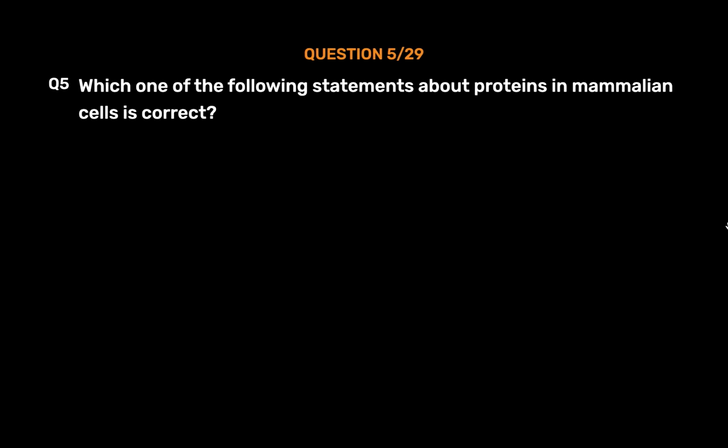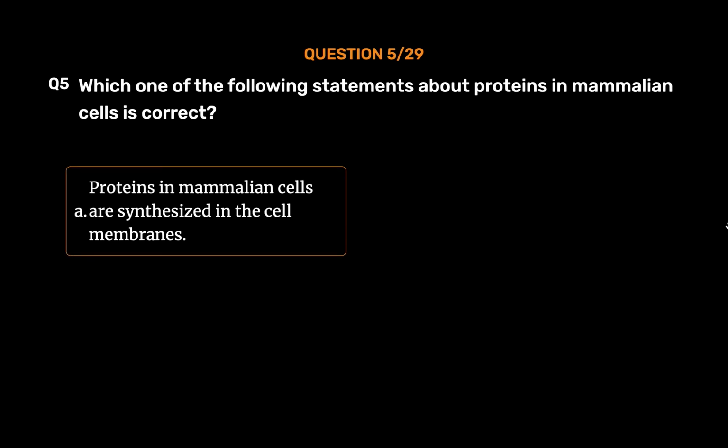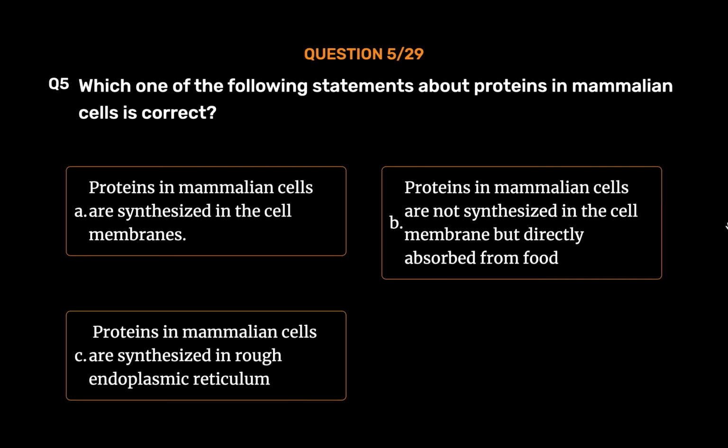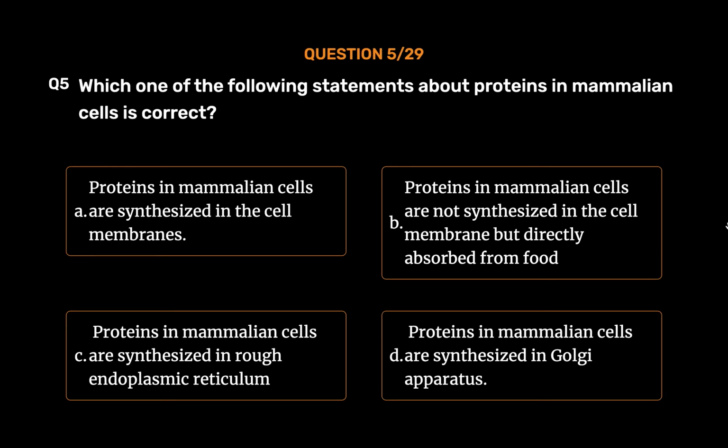Question number 5. Which one of the following statements about proteins in mammalian cells is correct? Option A. Proteins in mammalian cells are synthesized in the cell membranes. Option B. Proteins in mammalian cells are not synthesized in the cell membrane but directly absorbed from food. Option C. Proteins in mammalian cells are synthesized in rough endoplasmic reticulum. Option D. Proteins in mammalian cells are synthesized in Golgi apparatus. The correct answer is Option C.